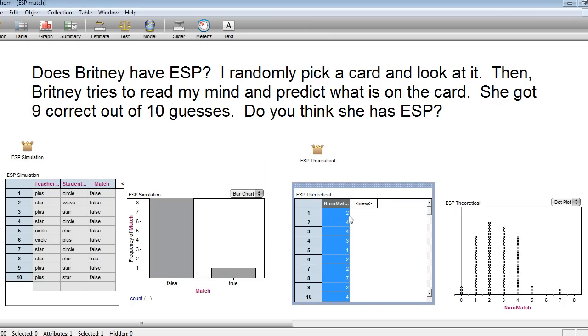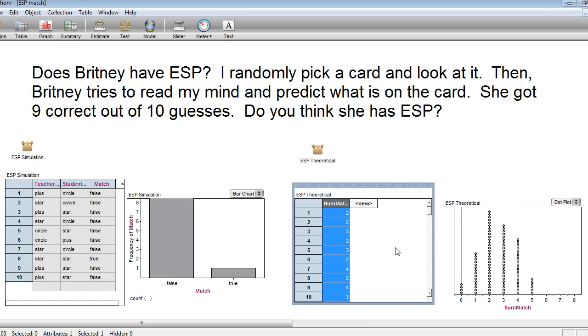I'm going to hit Control Y to re-randomize, and you can see that my dot plot over here to the right is changing. Well, what is this showing here? This is showing the number of matches, or the number correct, that we would see in 10 trials. Notice the most common number correct is 3 in this particular set of 100 trials. Here the most common was 2.